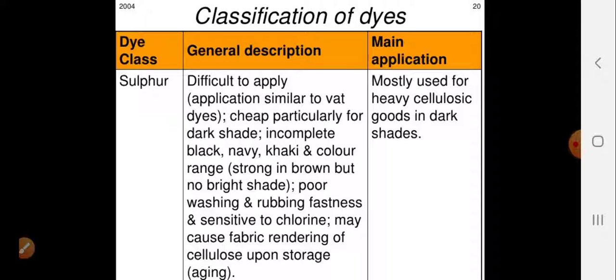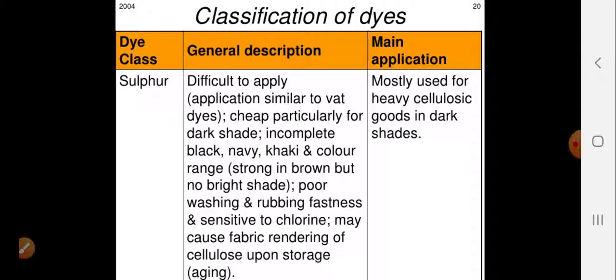So the general properties of this type of dyes are they are difficult to apply, just like vat dyes. Cheap, particularly for dark shades, but as compared to vat dyes, they are not as costly. Black, navy, khaki, and strong browns are the color ranges in sulfur dye. Poor washing and rubbing fastness and sensitive to chlorine. So when it comes in contact with chlorine, it can lose its color.